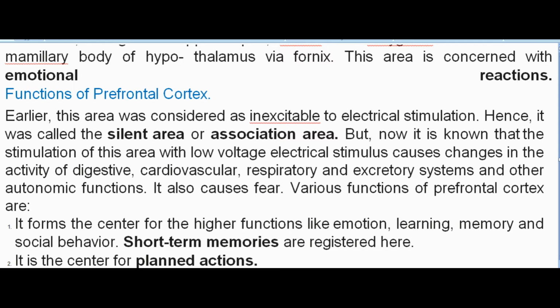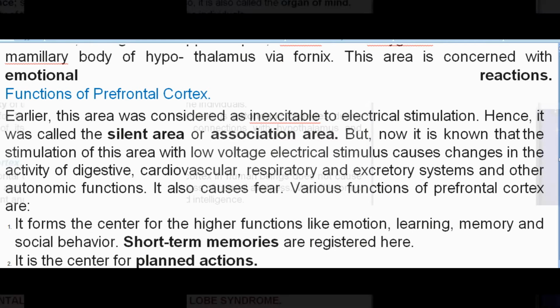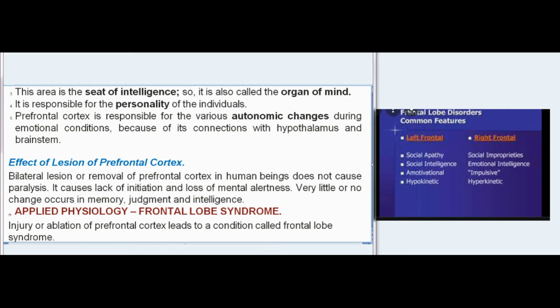Various functions of prefrontal cortex are: it forms the center for the higher functions like emotion, learning, memory and social behavior. Short-term memories are registered here. It is the center for planned actions. This area is the seat of intelligence, so it is also called the organ of mind. It is responsible for the personality of the individuals. Prefrontal cortex is responsible for the various autonomic changes during emotional conditions, because of its connections with hypothalamus and brainstem.